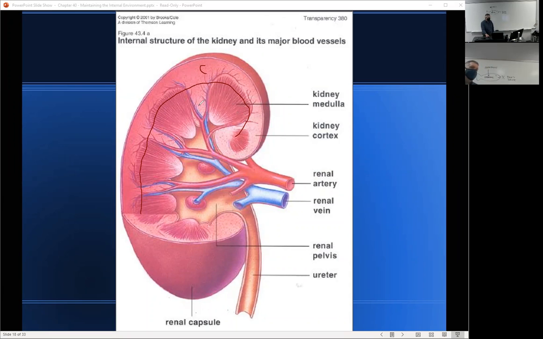Okay, so we have the cortex, we have the medulla, we have the renal artery and the renal vein. So the renal artery carries blood to the kidney. The renal vein carries blood away from the kidney. And then we have the ureter. So again, the ureter is the tube that connects the kidneys to the urinary bladder. Renal capsule. The renal capsule is dense, irregular connective tissue that surrounds the kidney.